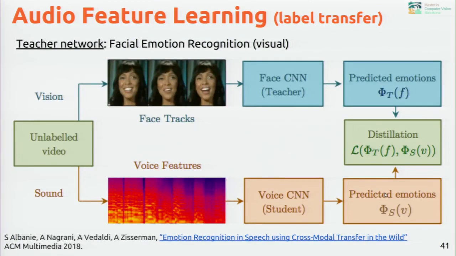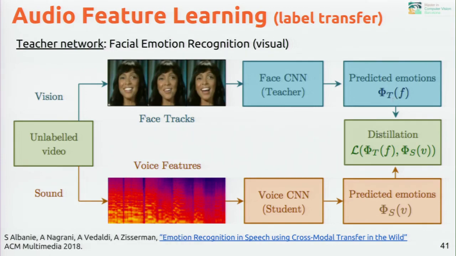In a similar spirit, in this other work, they have a convolutional neural network that is a teacher that, given images of faces, looks at the face expression and predicts emotions. This one is trained manually, it's the teacher, right? But by exploiting the self-supervision from video, they feed sound to a voice CNN, which is the one that you train, and you train this CNN to predict the emotions from the labels that come from the visual part. It's the same approach as before.